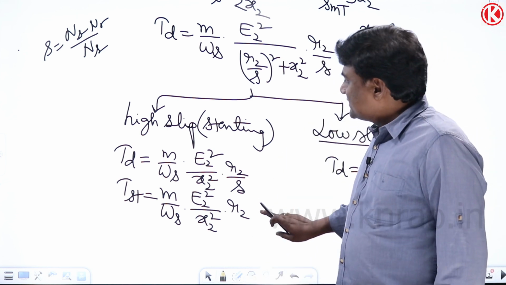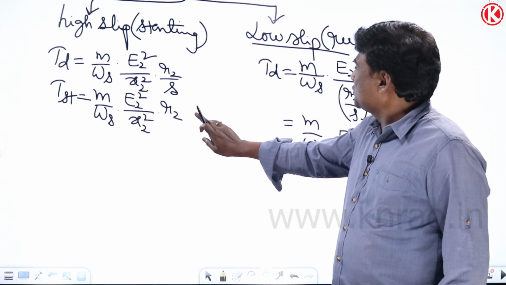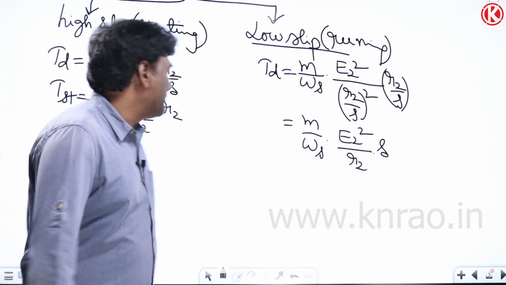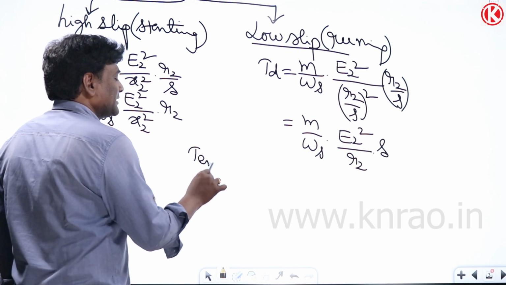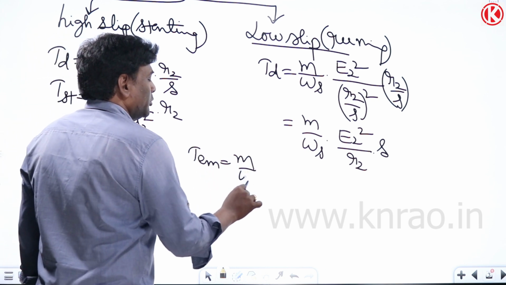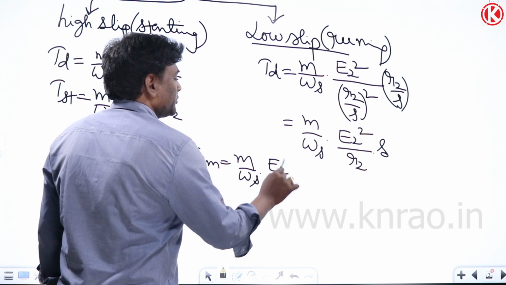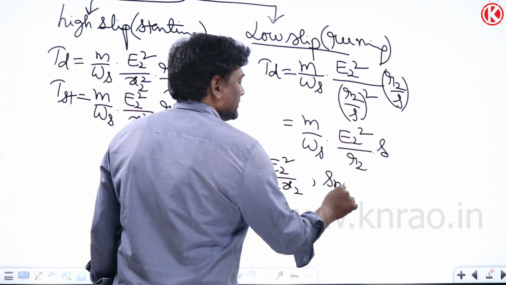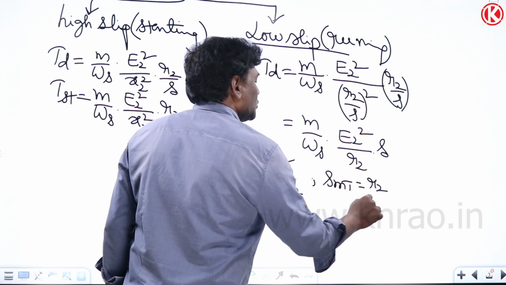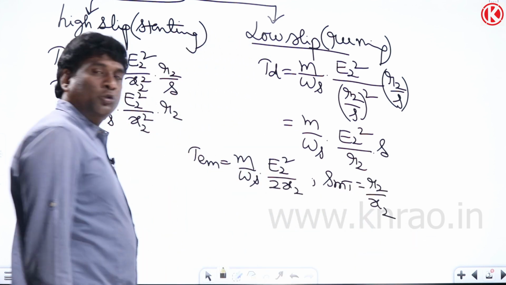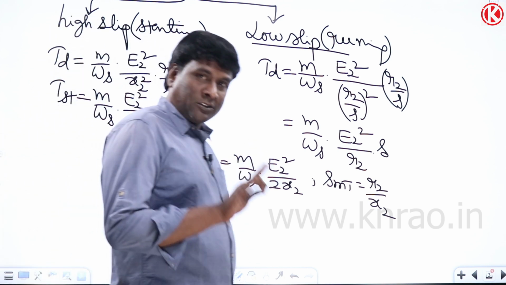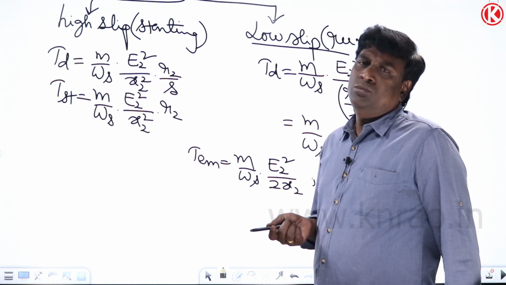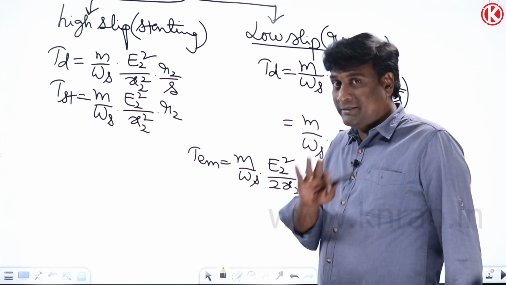Anyway, see here, this is going to be the thing. In between, how much is the maximum torque? Maximum torque is going to be m by omega s into E2 square by 2X2, and the slip at which maximum torque occurs is going to be R2 by X2. Now we should be able to draw the characteristics of this. Do they ask characteristics? No, they don't ask, but we should understand this at least.